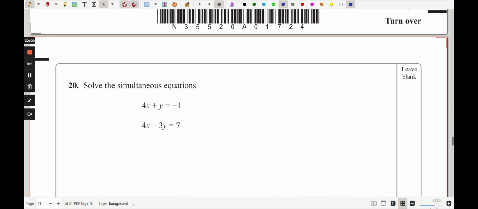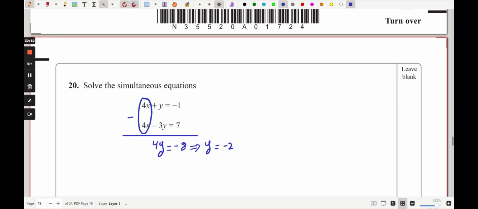Now solve the simultaneous equations. Here we have 4x plus y equals minus 1, 4x minus 3y equals 7. As you can see, the coefficient of x is 4 and 4, so you can subtract these two equations directly. 4x minus 4x is 0, plus y minus 3y, minus with minus is positive, y plus 3y is 4y, equals minus 1 minus 7, which is minus 8. Divide both sides by 4, you will get y equals minus 2.